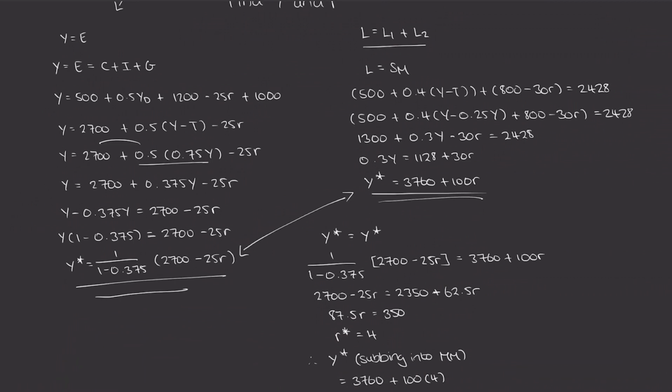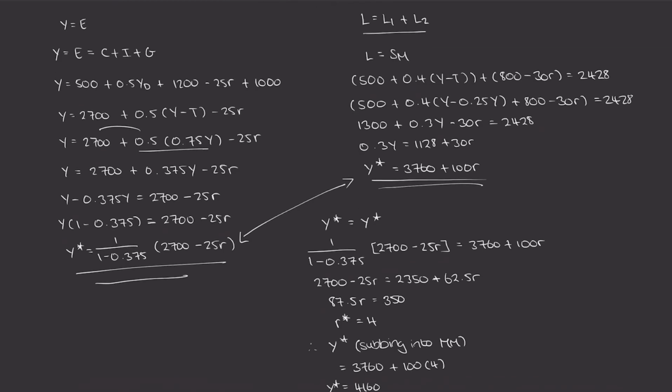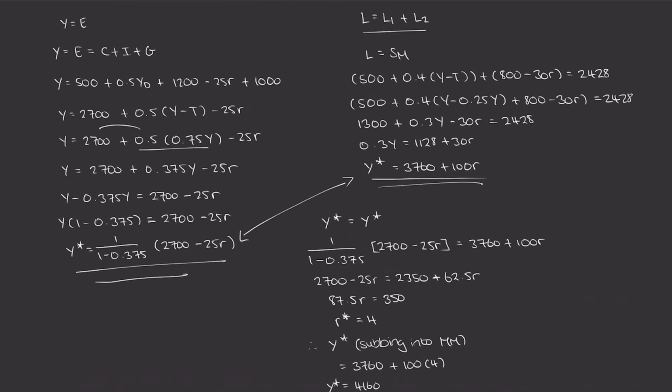But if you just remember, for the goods market or the aggregate expenditure model, y equals e, and for the money market, it's all of the liquidity preference parts, so L1 and L2 equals the supply of money, and you solve them together and you should be good to go.